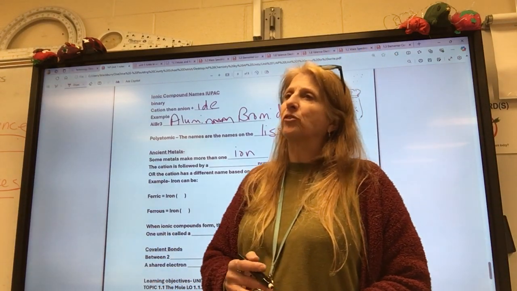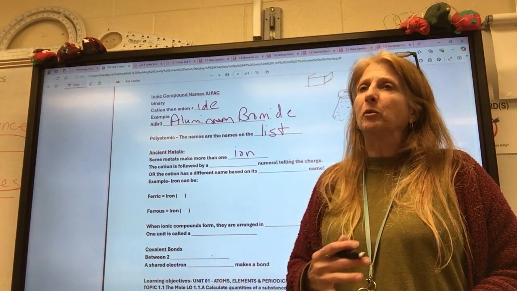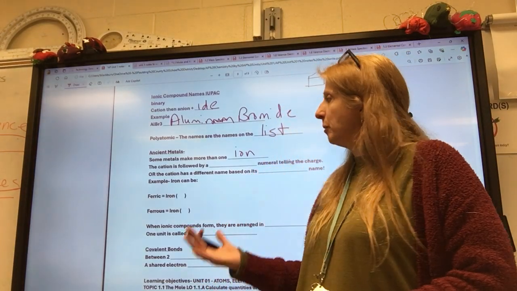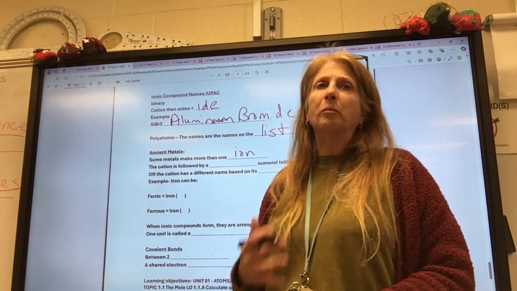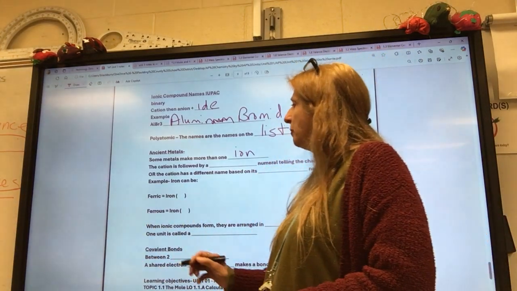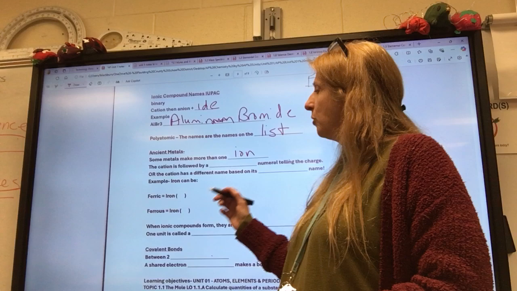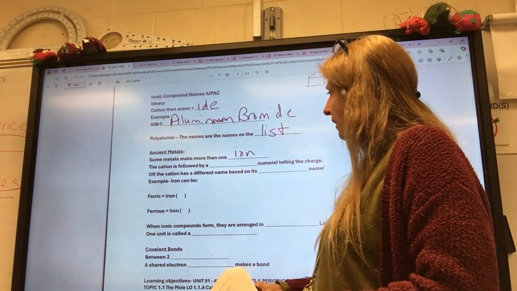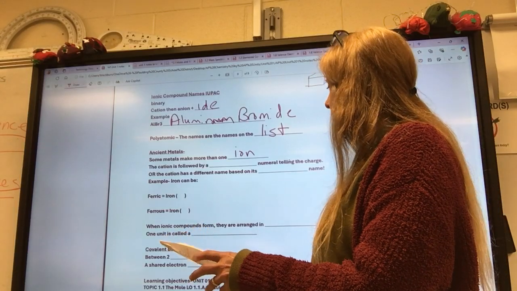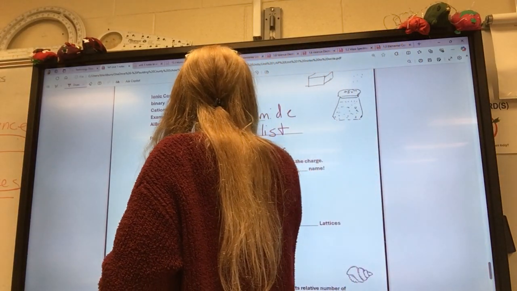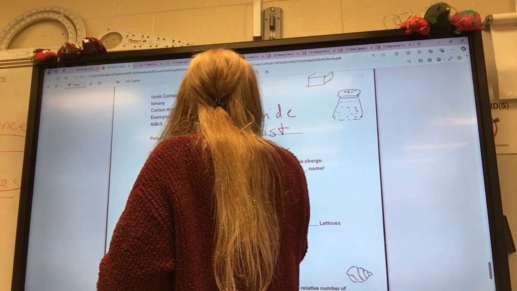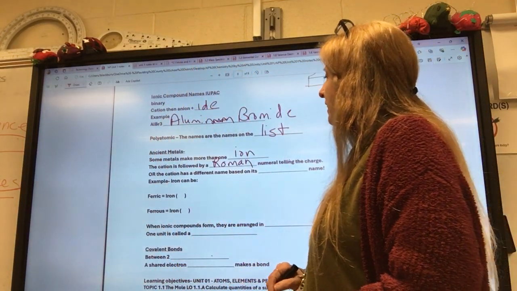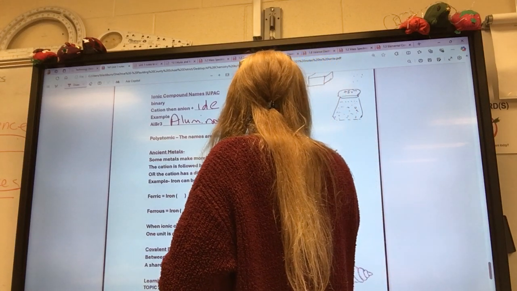And remember, people have been doing chemistry way longer than the science of chemistry has been around. So people have known about a lot of these ancient metals for a long time. And these ancient metals that have more than one ion, you can show that in two different ways. The cation is followed by a Roman numeral telling you which one. Or the cation has a different name based on its Latin name.